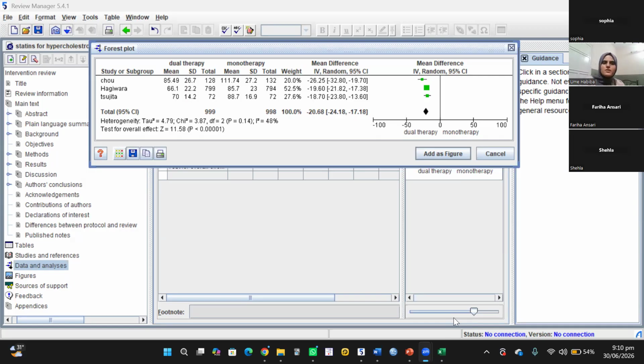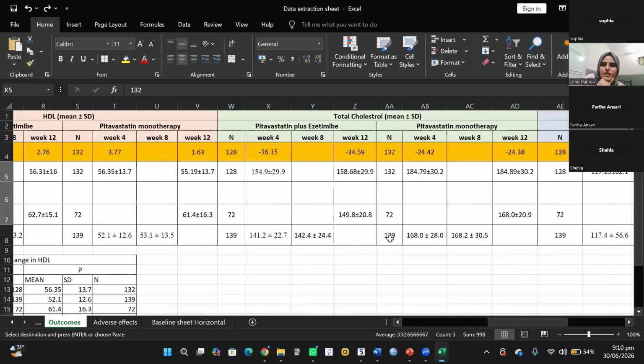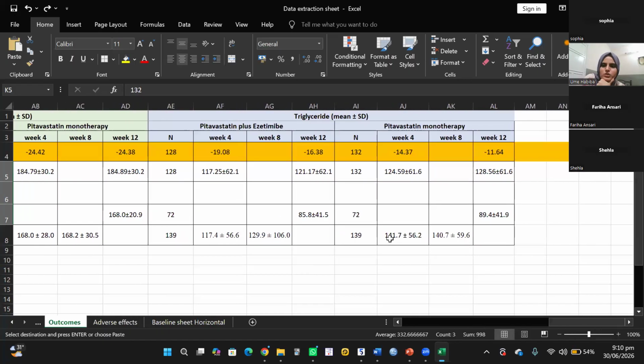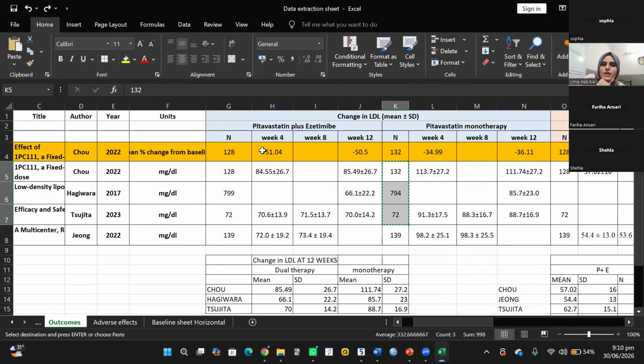All right, we'll do it once again. If something is not clear, it would certainly get clear. Right. So I'm going back to the extraction sheet for outcome number 2. Let me see, what can I do? I can take the values at week 4. Can I? Right now, I assessed LDL, but at week 12. But I can assess LDL at week 4 as well, right?